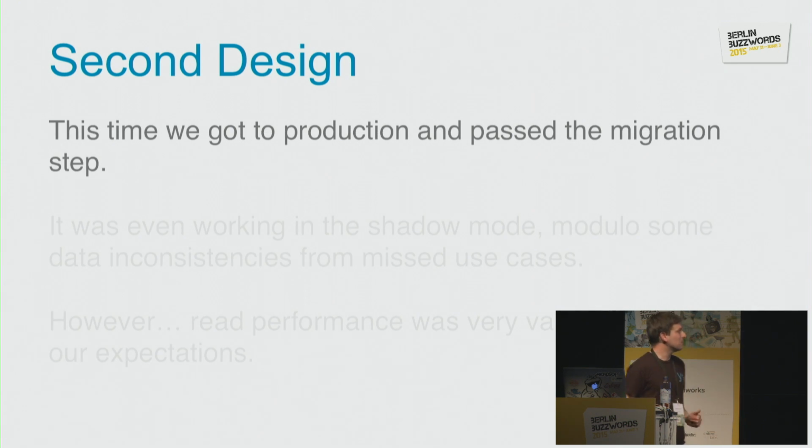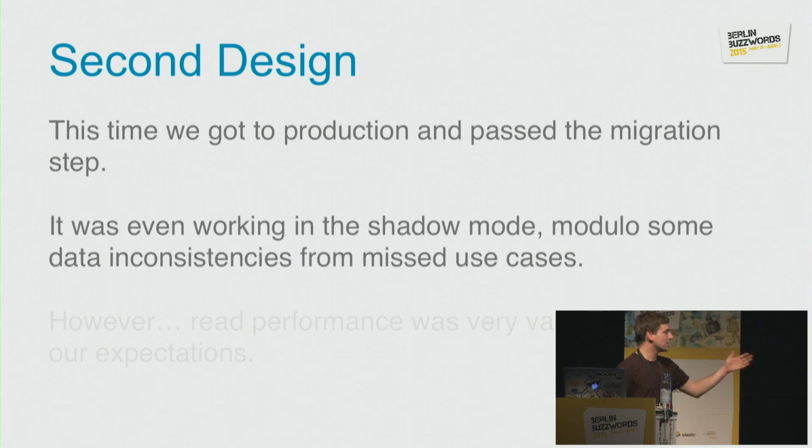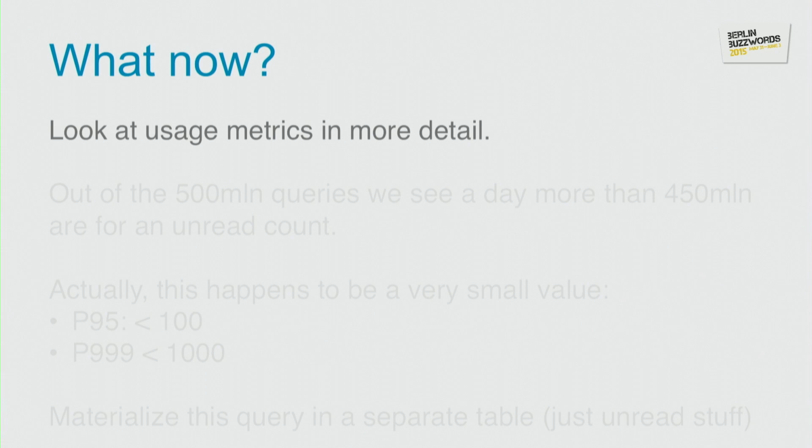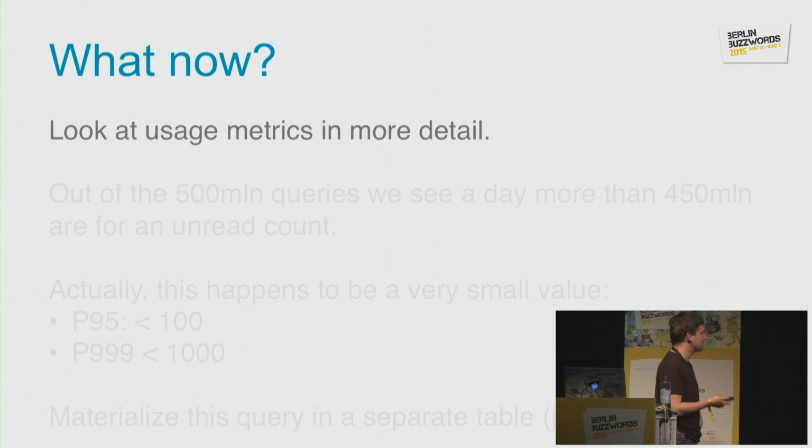So this time, we got to production and passed the migration step. It was even working in the shadow mode, modulo some data inconsistencies from use cases which I mentioned. But the read performance was very varied and below our expectations. So what now? Again, usage metrics: zoom in even further, get more detail out of it.